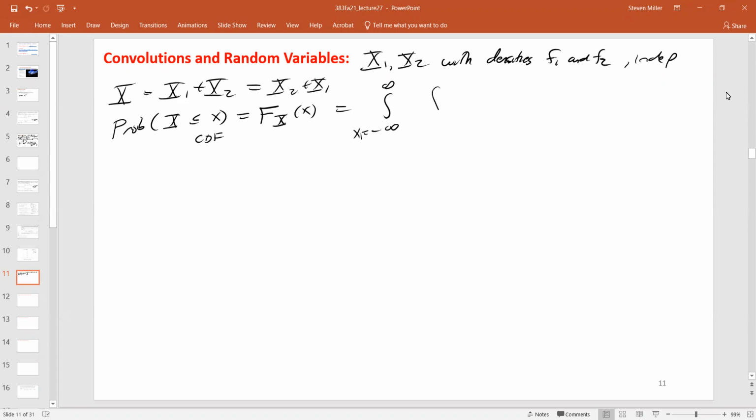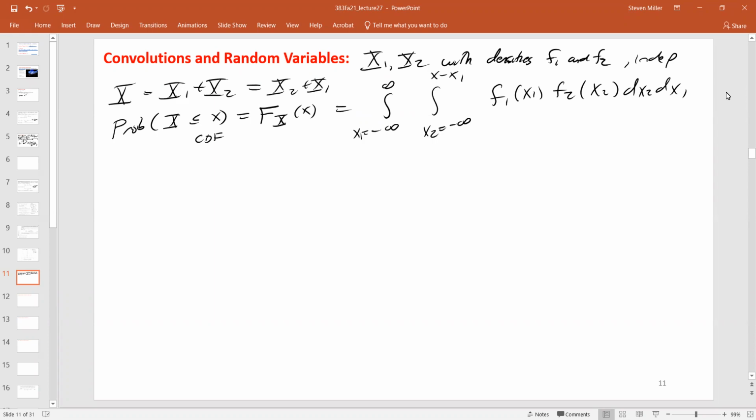X1 goes from minus infinity to infinity. X2 goes from minus infinity to x minus x1. F1 of x1, F2 of x2, dx2, dx1. So if I write it like this, I want x1 plus x2 to be at most little x. And so now no matter what value of x1 I have, since x2 is at most x minus x1, their sum is going to be at most x.